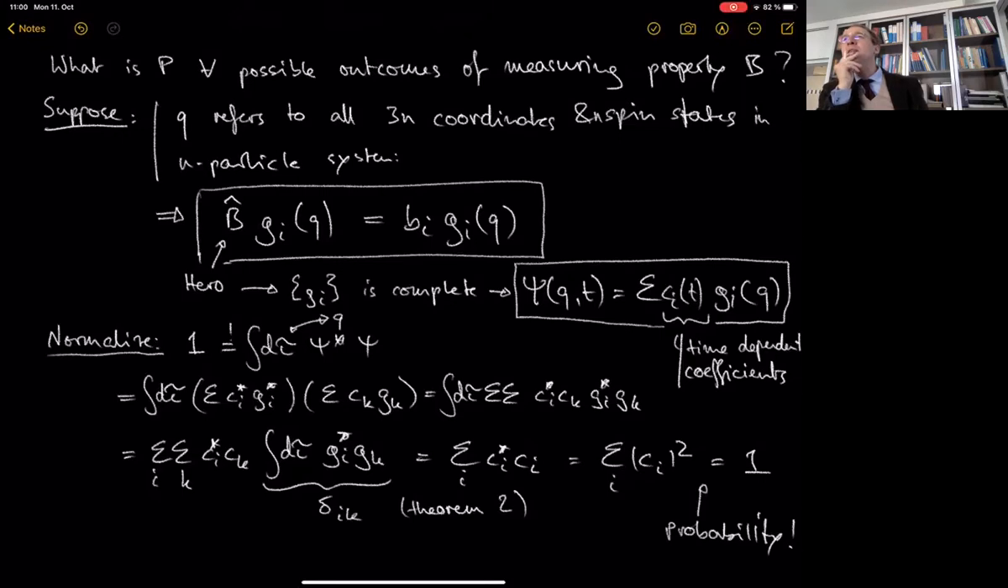I see a question here in the chat. I believe this refers still to the example with the nodal structure. I'll answer that later if that's okay.